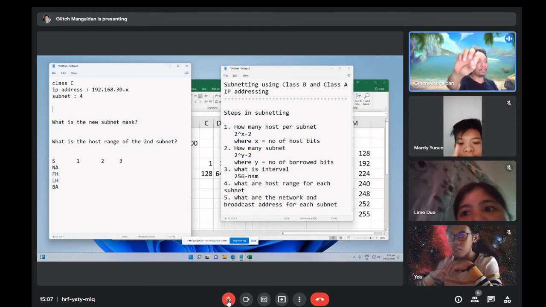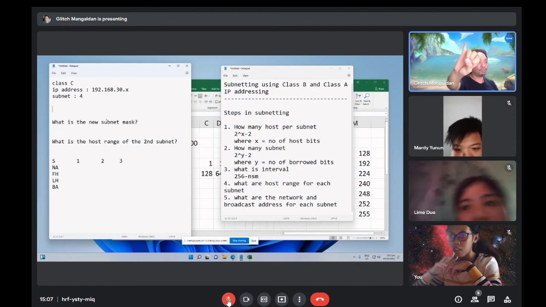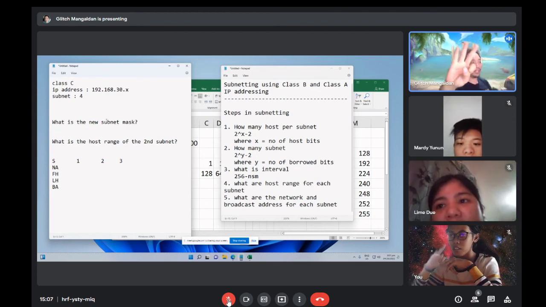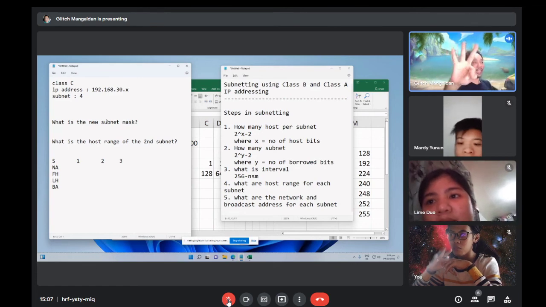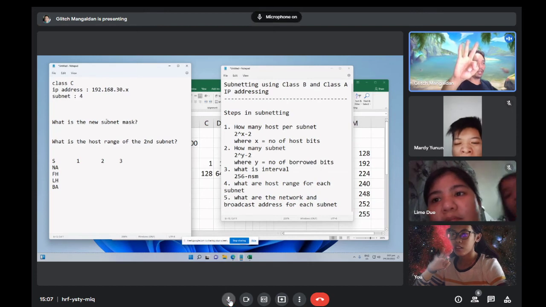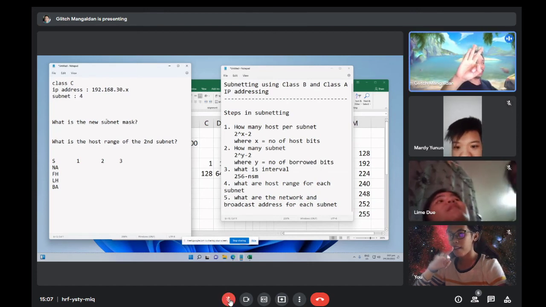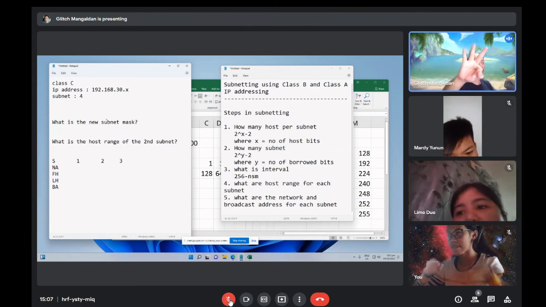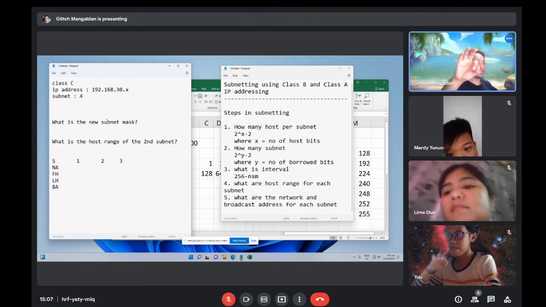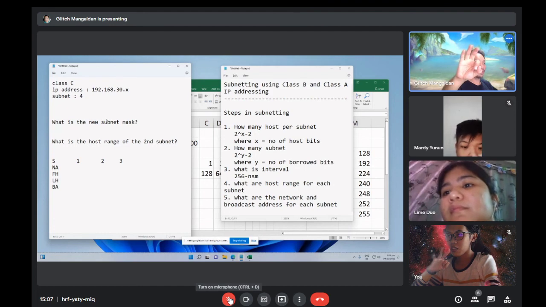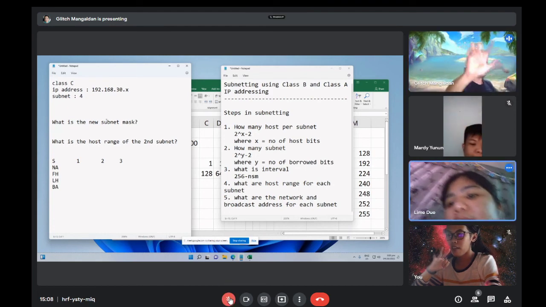Okay. Pinakamalapit sa 4. 2, 4, 8. Tingnan nyo lang yung camera ko, 8. So, 3. Ano tong 3 na to? Network bits or borrowed bits? Borrowed bits. So, kung meron kang 3 borrowed bits, ilan ang host bits mo? 5. Okay, very good. Diba?